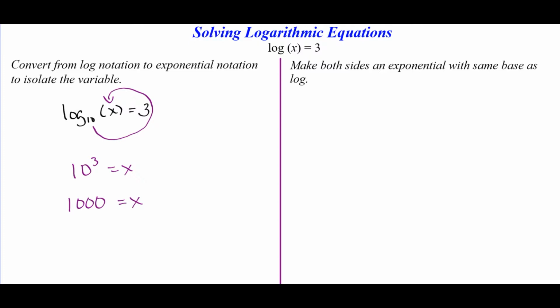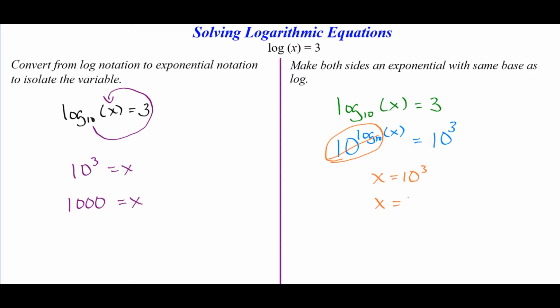Over on the other side, we're going to start again with log base 10 of x equals 3. Here we have to do the same thing to both sides of the equation. In this case, the operation that we're going to do to both sides is to create an exponential on both sides with the same base as the log. So our log has a base 10, so we're going to write both of these as an exponential: 10 to the log base 10 of x. And then on the other side, we're going to go 10 to the third. Here, the 10 to the power and log base 10 are inverse operations, so they cancel each other out. So then we end up with x equals 10 to the third, which we know is 1,000.